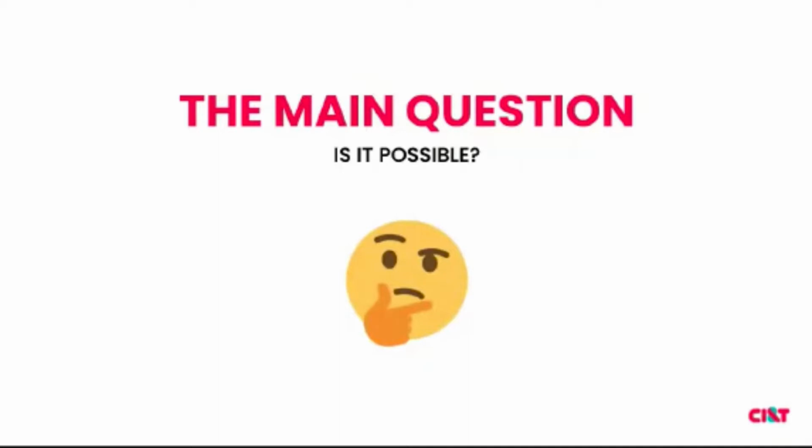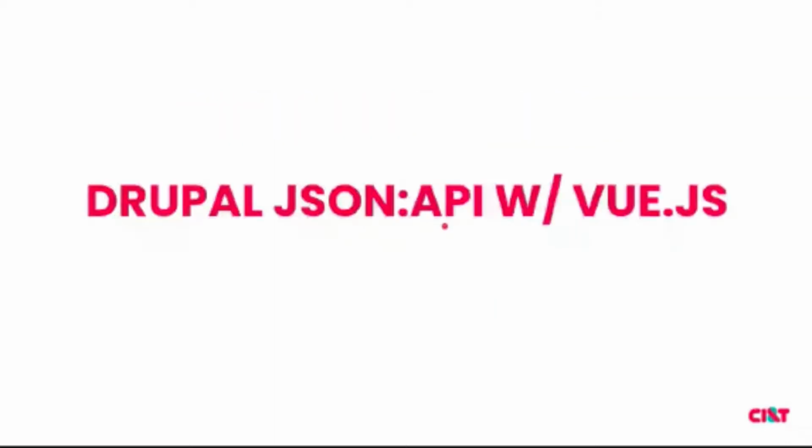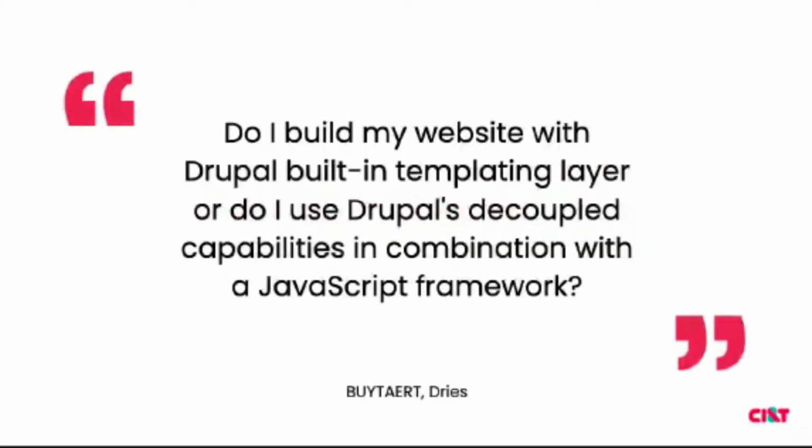Yes, we can, and we will. So it's possible, but how? This is the question for now. Of course, we will use JSON API with Vue.js in our case. When you start the application, according to Dries, you need to define if you will use a decoupled approach or a traditional approach, as Luis told you.